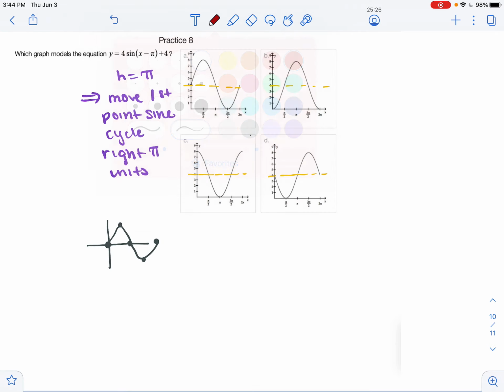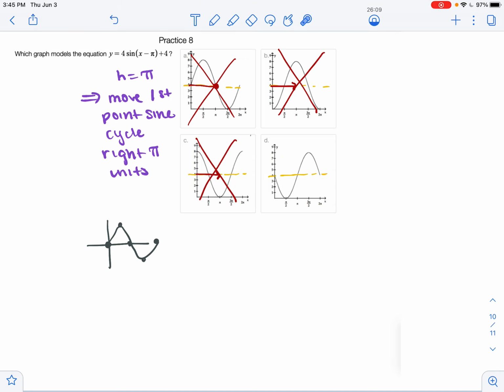So in my first one, if I go pi units to the right, I do not match this behavior, right? I go actually down to a minimum. So this would be a negative sine function. We do not have a negative sine function, so we can eliminate that. In the second graph, if I go from 4 on my midline over to pi, I see that my point is a maximum. That means that this is a cosine curve, so that is out. Looking at answer choice C, if I go over to pi, my point is at a minimum. This would actually be a negative cosine graph, so that is out.